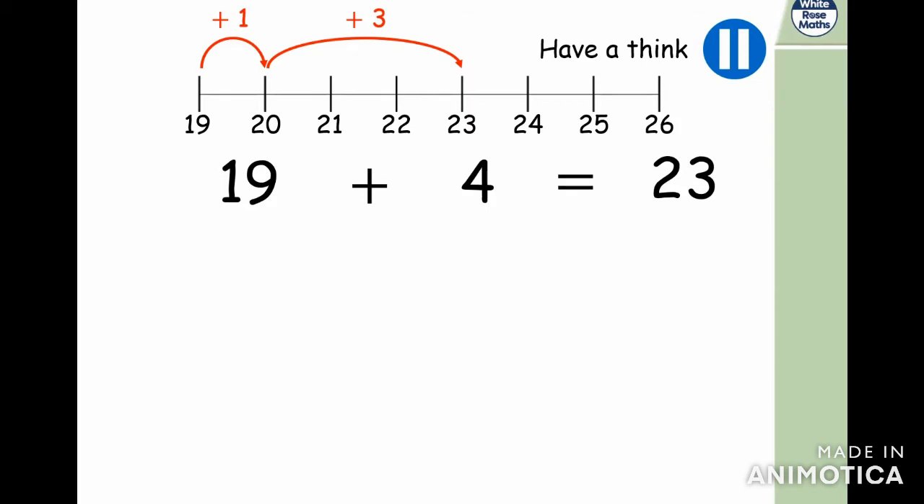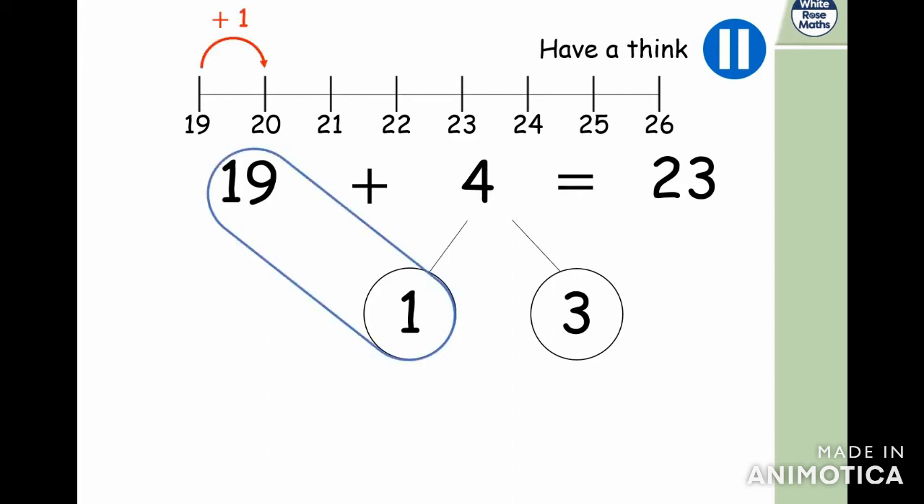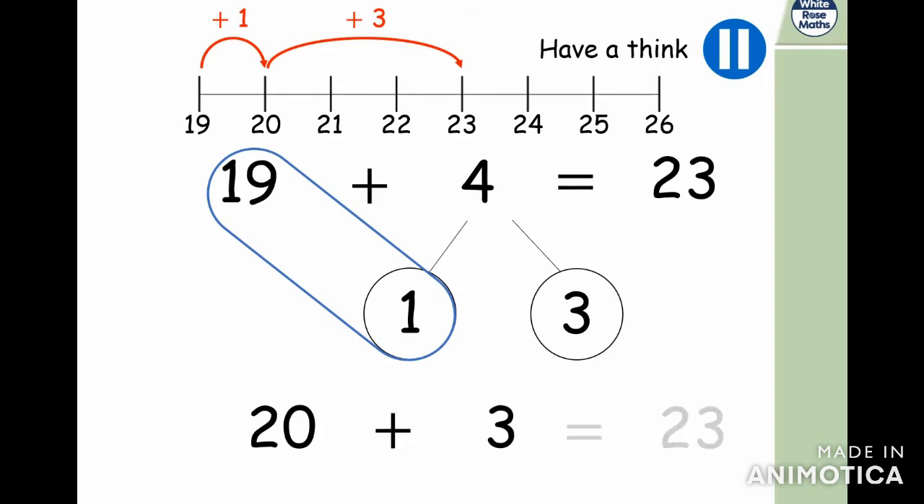What I've done is partition my 4 into 1 and 3. 19 plus 1 making a bond to 20. That's my jump to 20. And then an extra jump of 3 because I have 3 left over. 20 plus 3 being equal to 23.